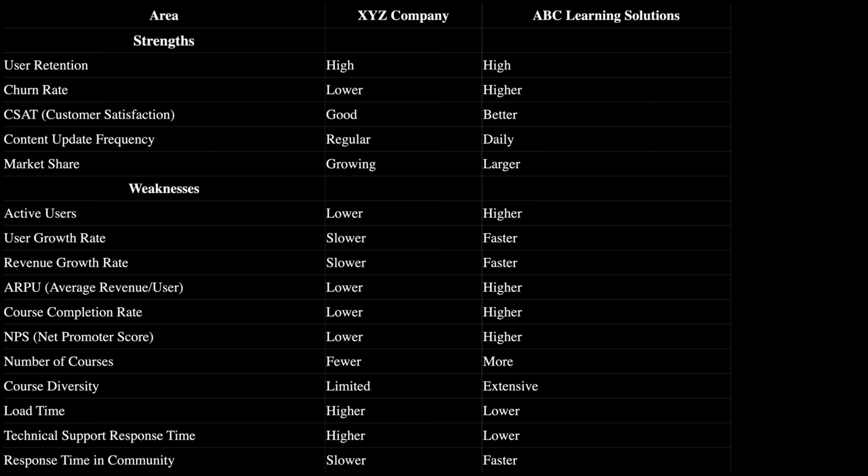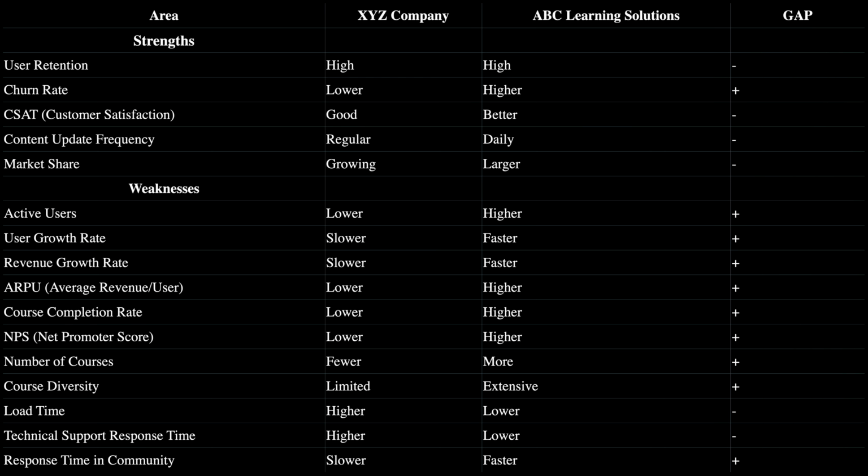Growing and larger is very different. So what we do with the gap: wherever we have a positive gap, we definitely want to increase it. Wherever we have a negative, we definitely need not focus on it for now. So our priority is churn rate, right? So what exactly is churn rate?